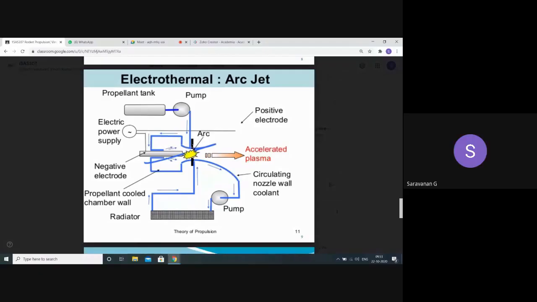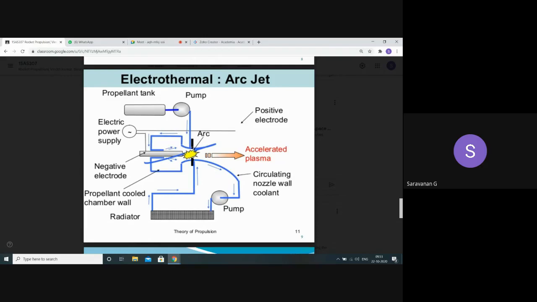Okay, so we have the pump. The pump is used to pass the heated propellant through, allowing it to flow to the radiator. So the radiator is meant for cooling the propellant that cools the chamber wall. You can understand this with the help of the arrow marks showing the directional flow.